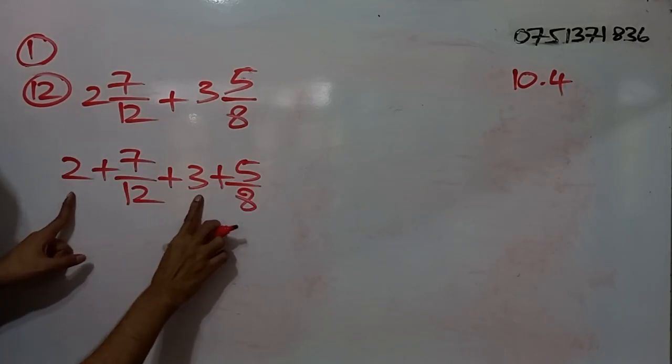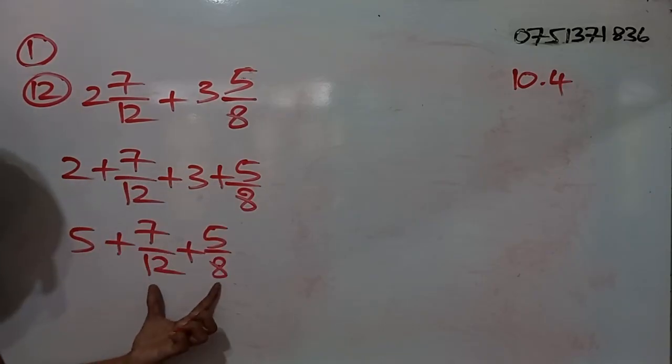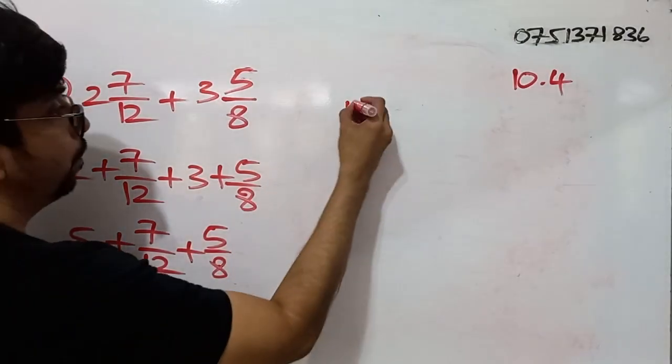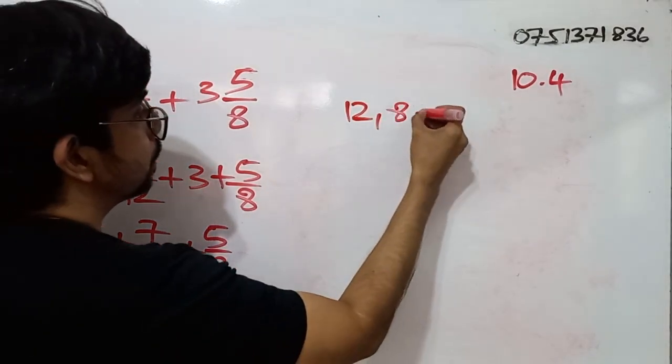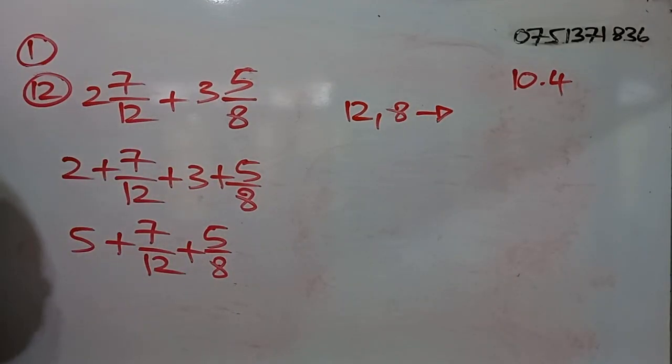Okay, so the next one, just as before, we will rewrite the fractions. Now we can add these two whole numbers. So 2 plus 3, it will be 5. Now we can add the fraction parts. So these are what? Unequal fractions. So what are the denominators? 12 and 8. So we will consider the LCM of these two numbers, which will be what?